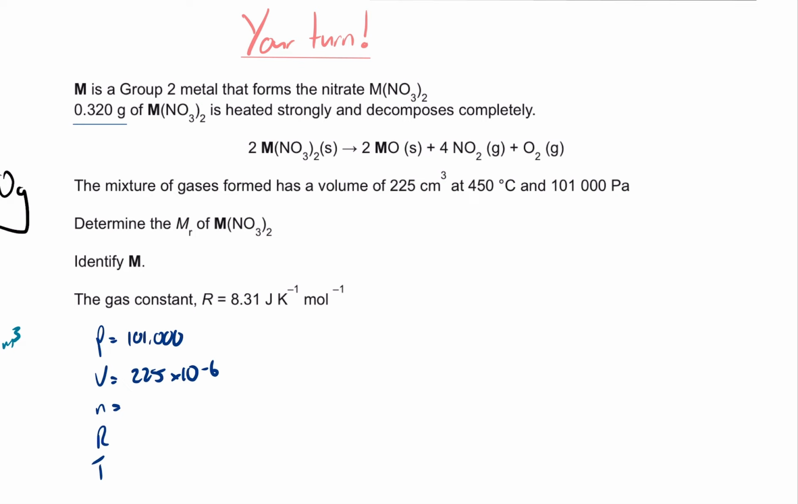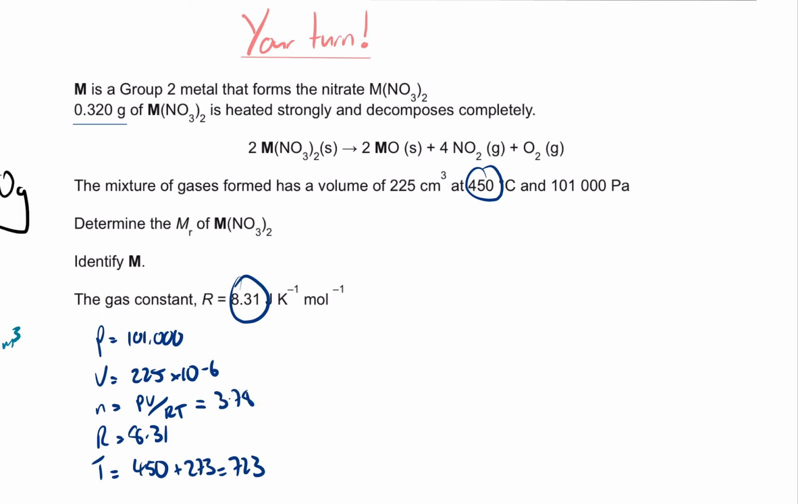n, we need to work out. Our equation for that is PV over RT. R, we're told as always, 8.31. And temperature, we're given here 450, but that's in degrees centigrade, so we need to add 273. We get to 723. We put these values in PV over RT, and we get to 3.78 times 10 to the minus 3.